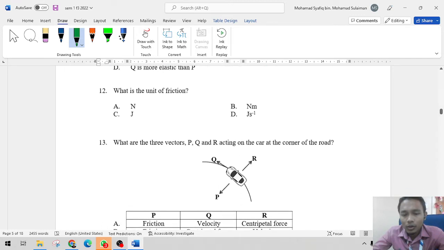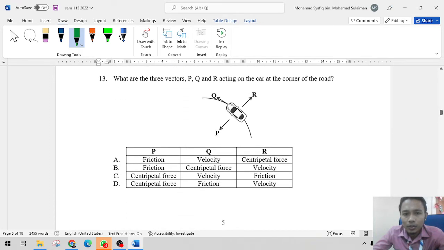What is the unit of friction? Friction is force, so the unit is Newton. Number 13, what are the three vectors P, Q, R acting on the car? P is centripetal force.